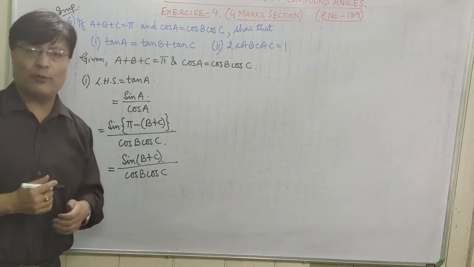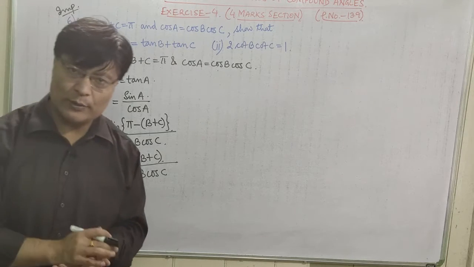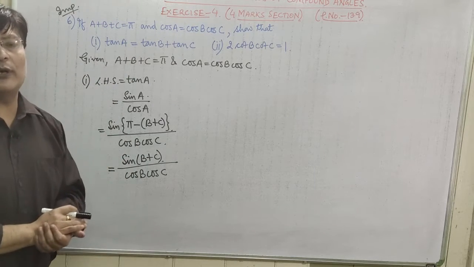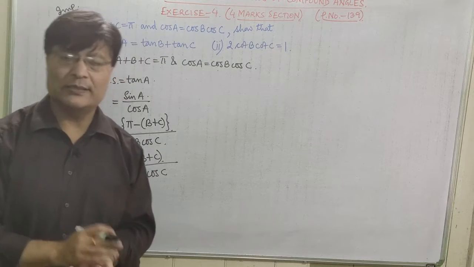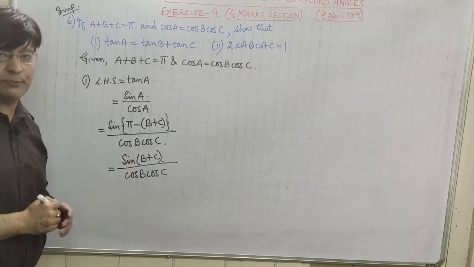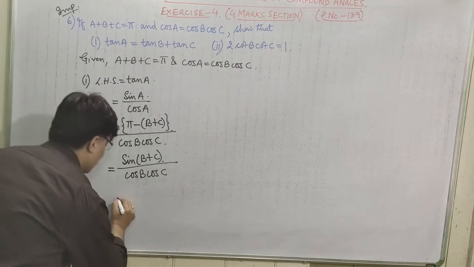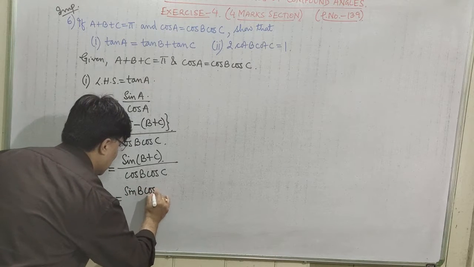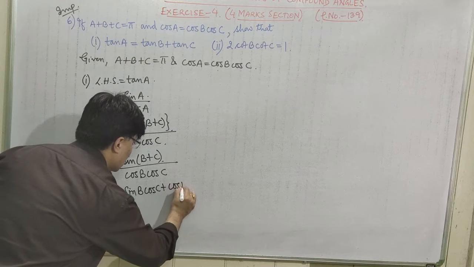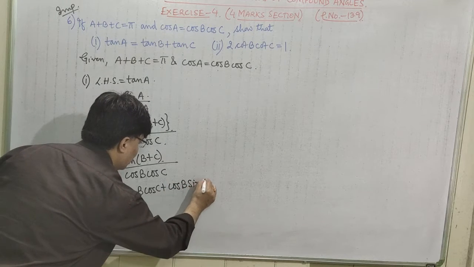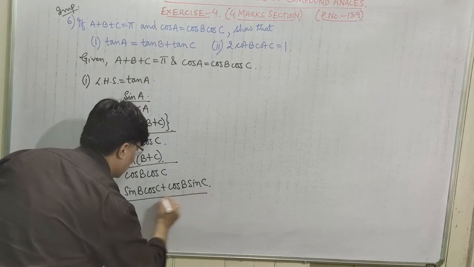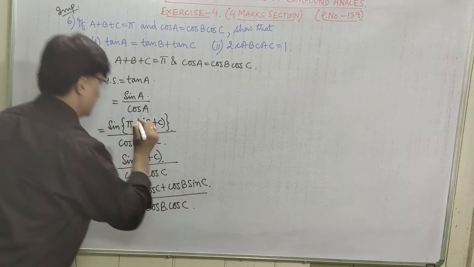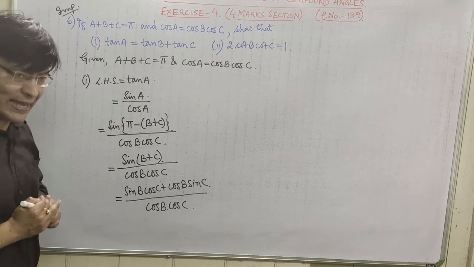Now what will you do in the next step? In the next step you can use the formula in the numerator, that is the formula of sine of a plus b. So what is sine of (b plus c)? Sine b cos c plus cos b sine c, divided by cos b into cos c. The denominator is kept as it is.